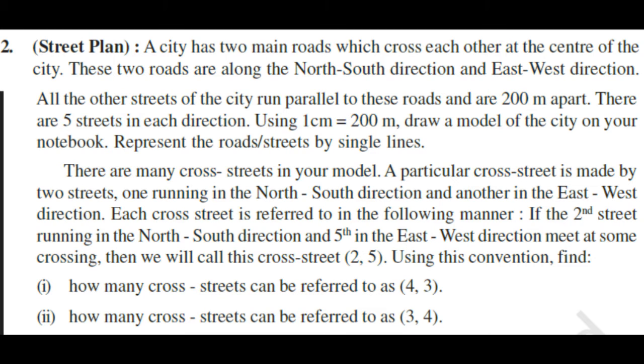Alright, moving to question 2. Question 2 is actually an exercise. It's a street plan that we need to make, and hence I'll be doing some construction as I'm reading this question. So here we go. It says a city has two main roads which cross each other at the center of the city. These two roads run along the north-south direction and east-west direction.